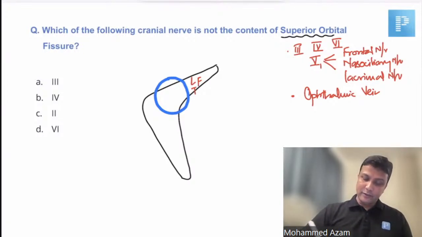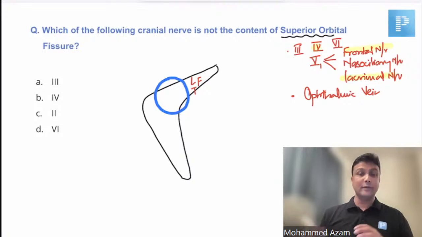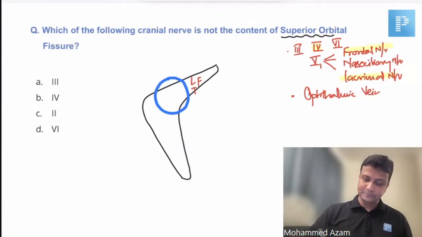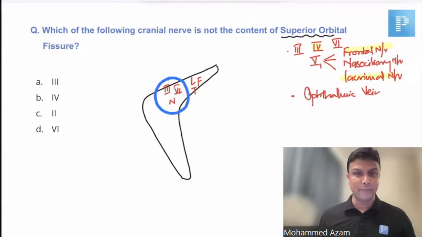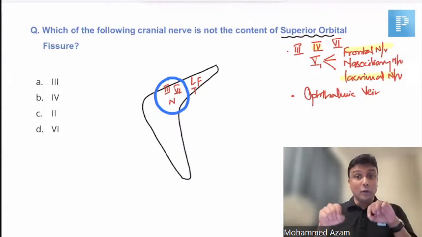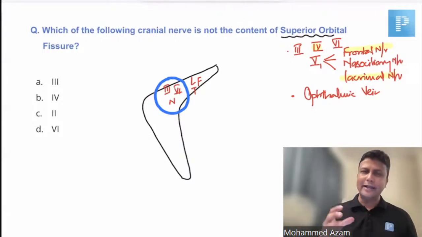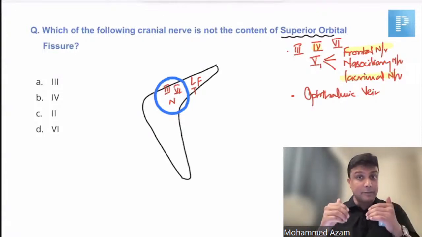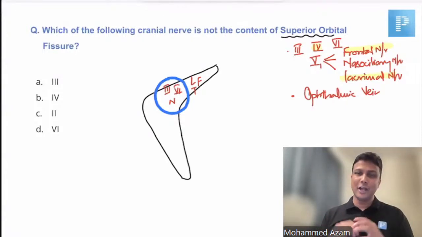So remember, the lacrimal, the frontal and the trochlear, these three will be left outside. All the remaining nerves, that is the third nerve, the oculomotor nerve, the abducens nerve, as well as the nasociliary nerve, pass inside the ring. And even the oculomotor nerve, if you learn in depth, the third nerve does not go through the superior orbital fissure directly. Just before that, it divides into two divisions: an upper division and a lower division, guys.